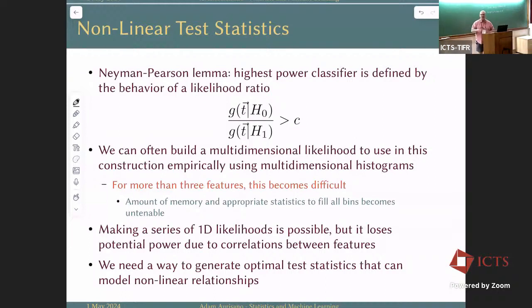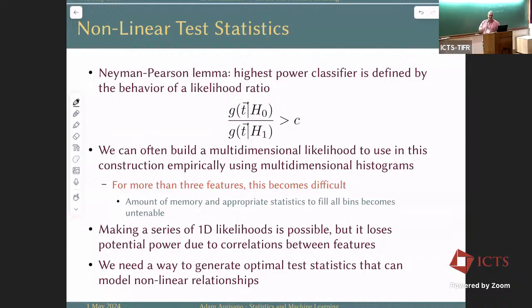But if you have more than like 3 features, this becomes very untenable, right? Because you have this curse of dimensionality, right? The number of bins in a histogram increases a lot as you increase the number of variables that are inside a histogram, which is a problem because of memory. And it's also a problem because the amount of Monte Carlo statistics you have to generate so that every bin has enough events in it that you can estimate the probability in that bin becomes impossible. You can sometimes make a series of 1D likelihoods and then stitch them together, but then you lose all the potential power that's due to the correlations between features.